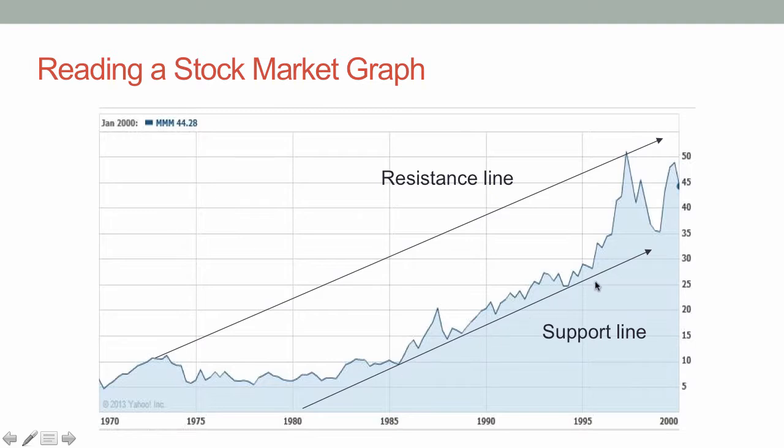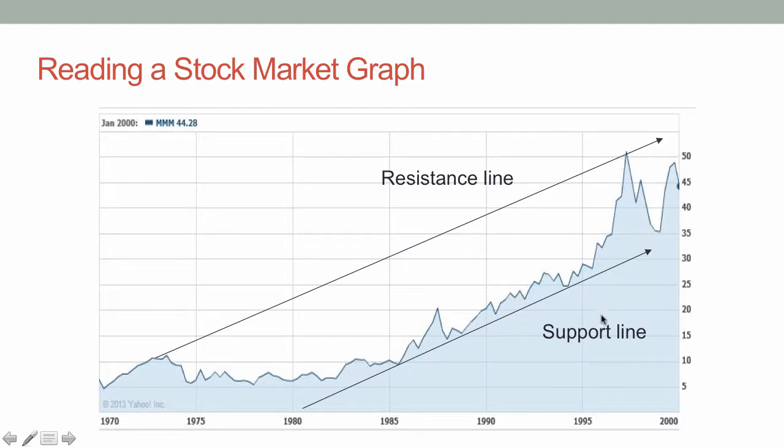The low end is called the support line. And generally, your stock is not going to really dip below that. It helps give you a baseline for what the bottom of your stock could be. The resistance line up top gives you a high end. It says it hits here, but every time it hits the top, it wants to bounce back down.